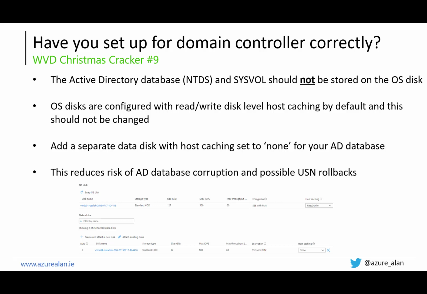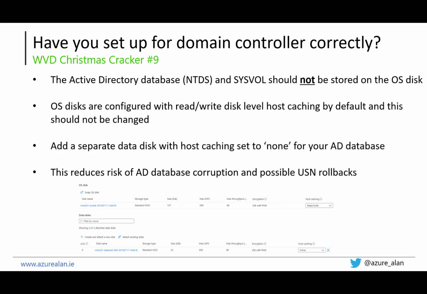There's a very, very easy way to get around this, and that's just adding a separate data disk and making sure the host caching is set to none. And that's where you put your NTDS and sysvol folders. And that can be a very small disk. You can get a standard SSD disk as little as 4 gigabytes nowadays, which I think is about 50 cents a month or something like that.